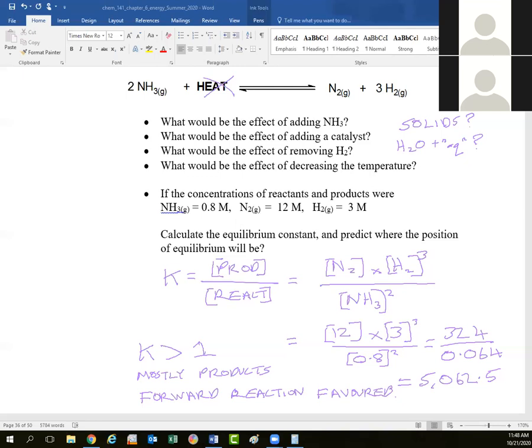Remember, get this into your head. Recognize whether an equation is telling you it's exothermic or endothermic. If that energy term looks like a product, it's an exothermic reaction. If the energy term looks like a starting reactant, it's an endothermic. Then remember that a rise in temperature favors the endothermic, a drop in temperature favors the exothermic.